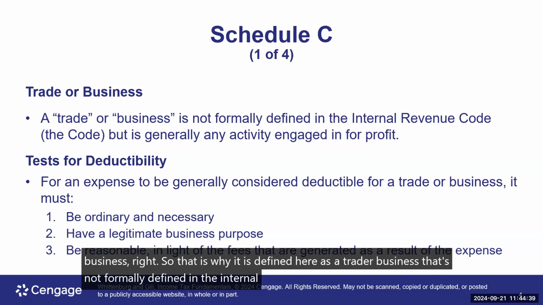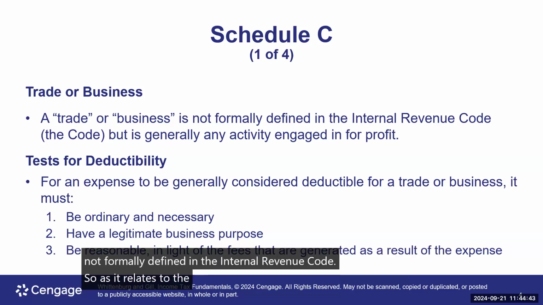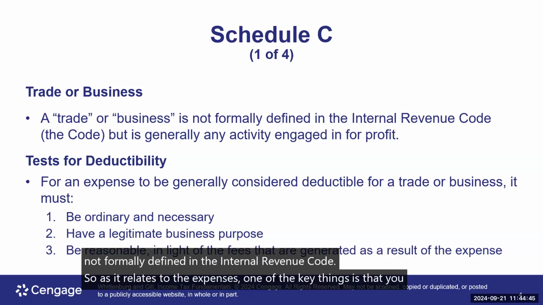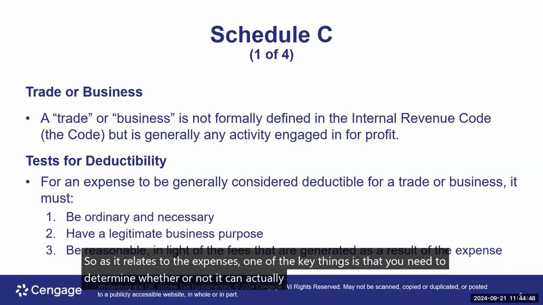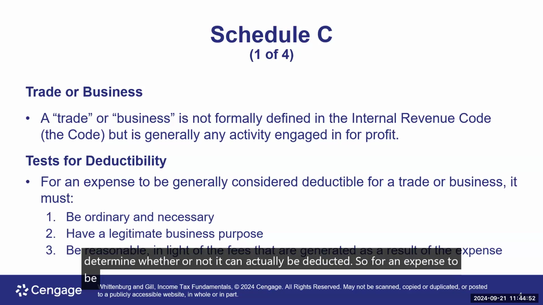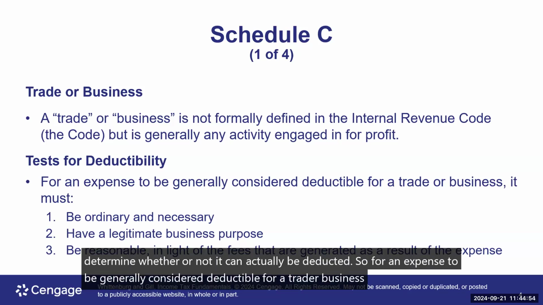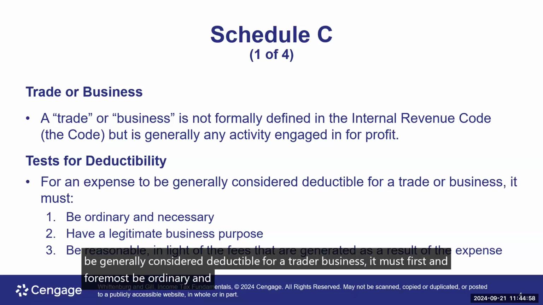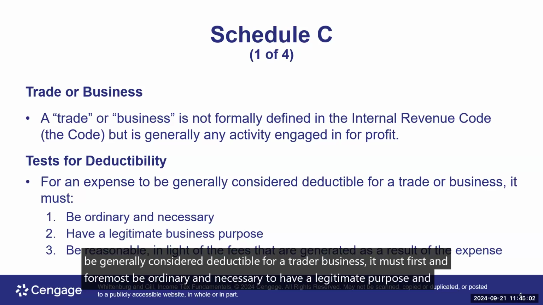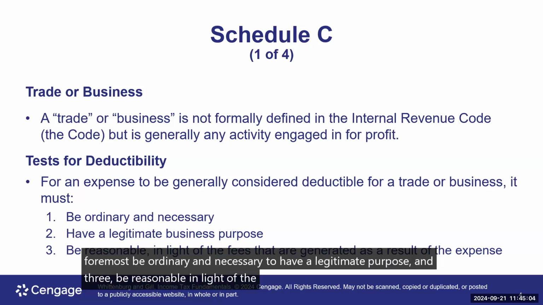As it relates to the expenses, one of the key things is that you need to determine whether or not it can actually be deducted. For an expense to be generally considered deductible for a trade or business, it must, first and foremost, be ordinary and necessary; second, have a legitimate purpose; and third, be reasonable in light of the fees that are generated as a result of the expense.